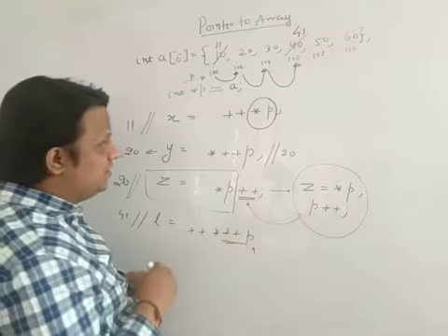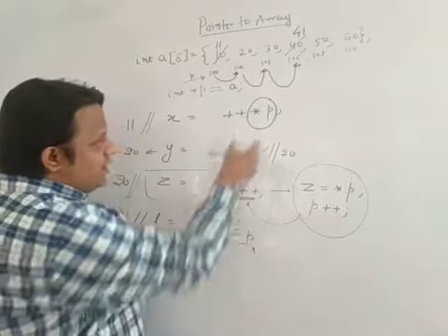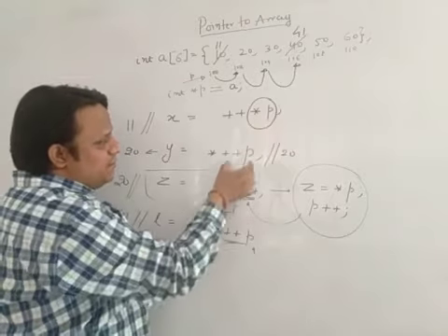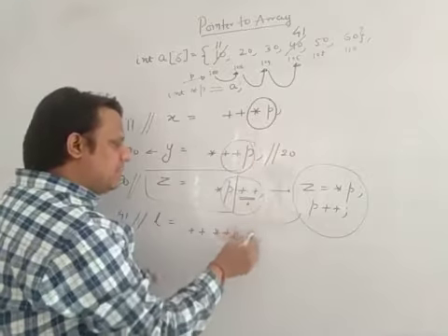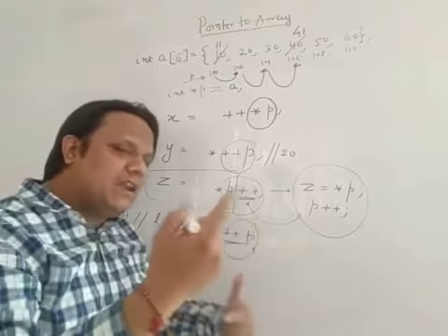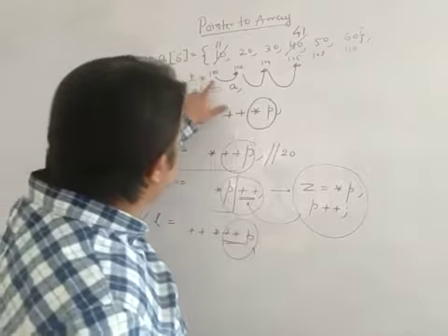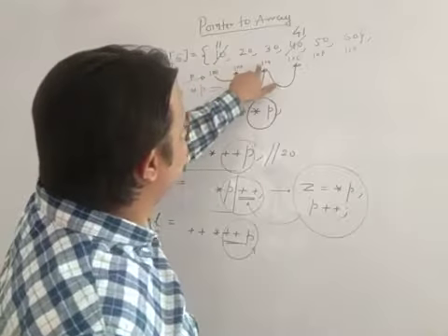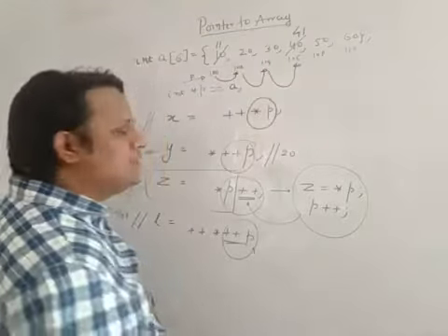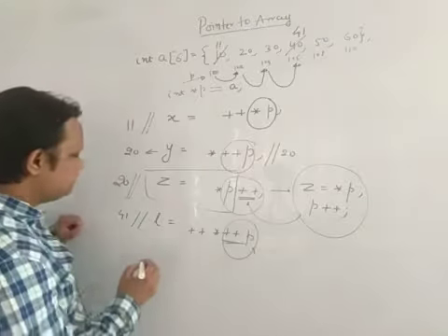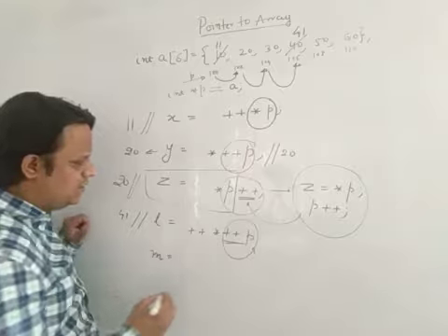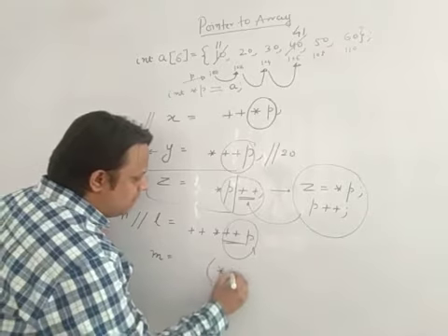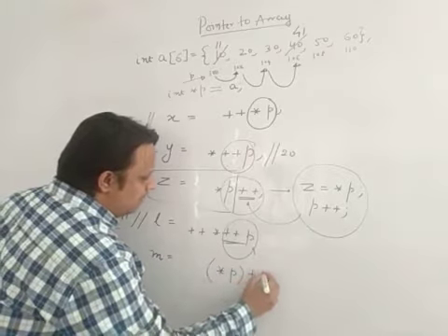Therefore the value of l is 41. You can check how many times you have incremented the pointer so far. You have incremented the pointer ++p one time, p++ two times, ++p three times. So initially your pointer was 100, one time 102, two times 104, three times it is pointing to 106. Right?